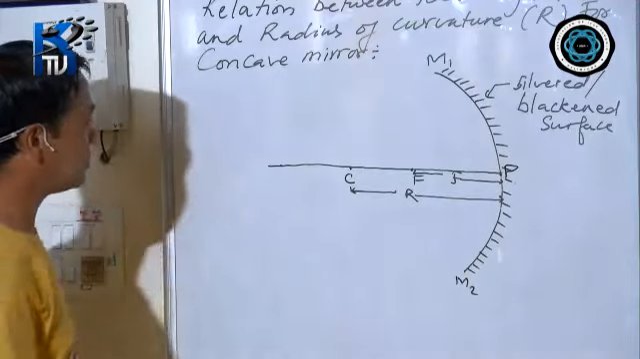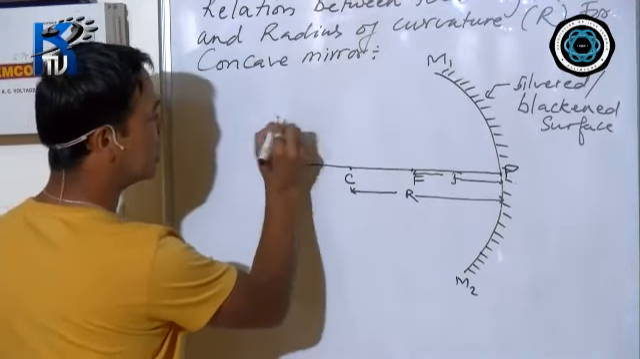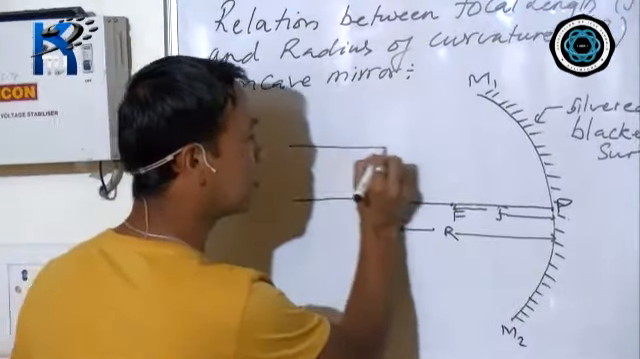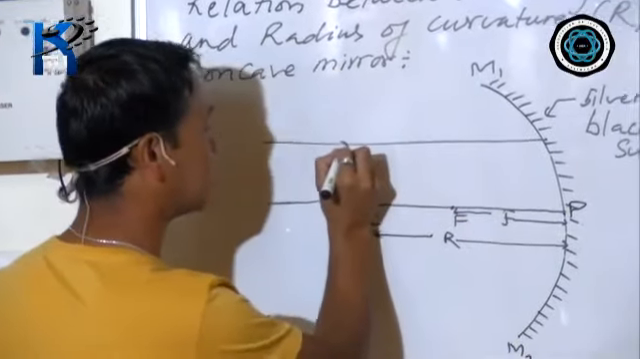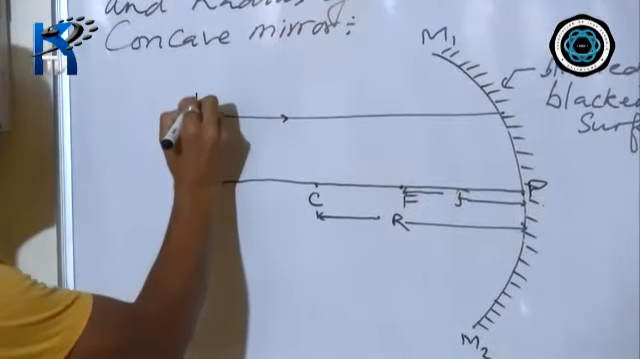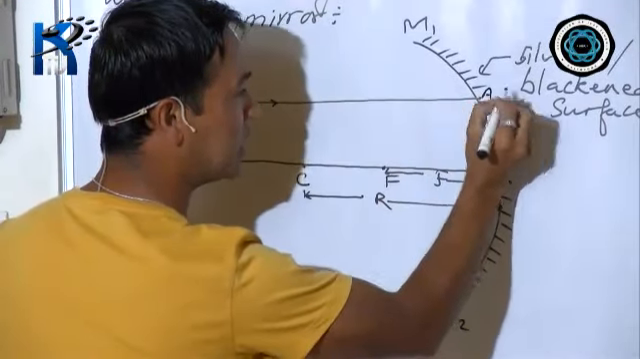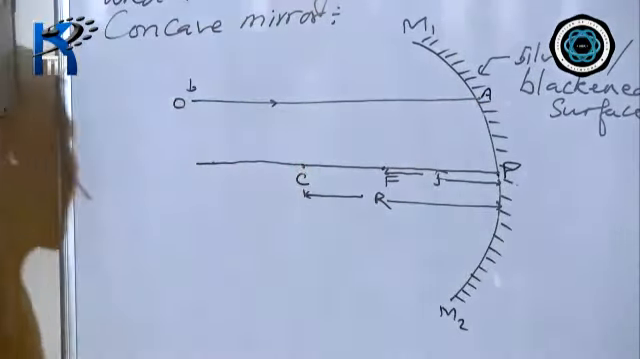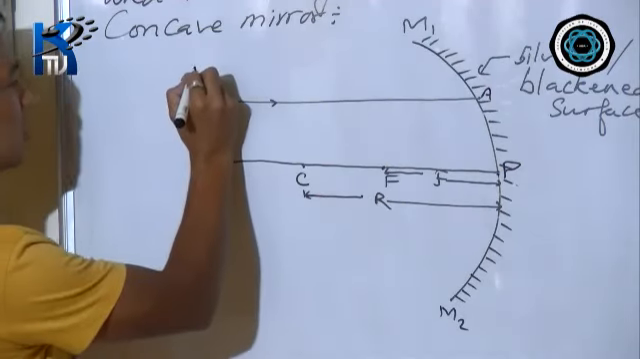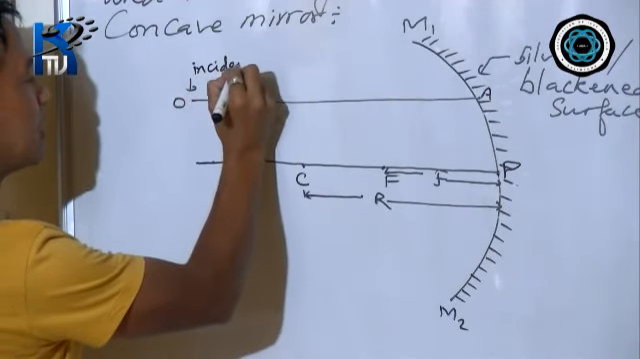So, let's see. Now, I'll take one of the rays incident on the spherical mirror. So, I am taking this as the incident ray. I can mark this as O, and let me take this point as A. So, this OA I consider as the incident ray. So, this is the incident ray.